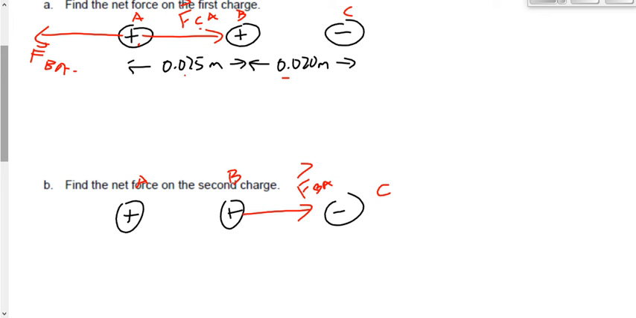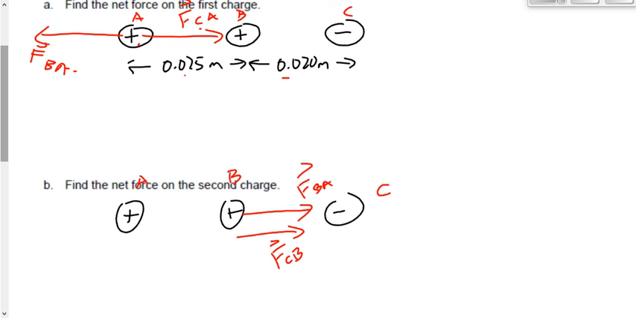because that's not what I'm trying to find. Now, what about C on B? Is that attractive or repulsive? August, is that attractive or repulsive between B and C? Yeah, because opposite charges attract, right? So B will be pulled towards C. B will be attracted towards C, or pulled to the right. So both of those forces are to the right. We can calculate both of those values and then add them up. Both are positive.